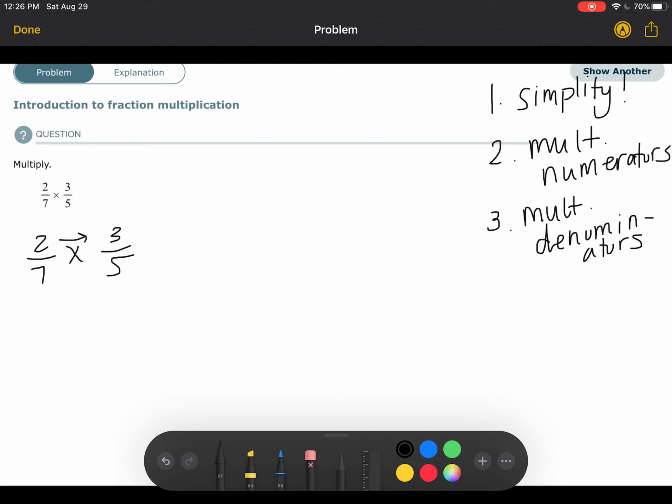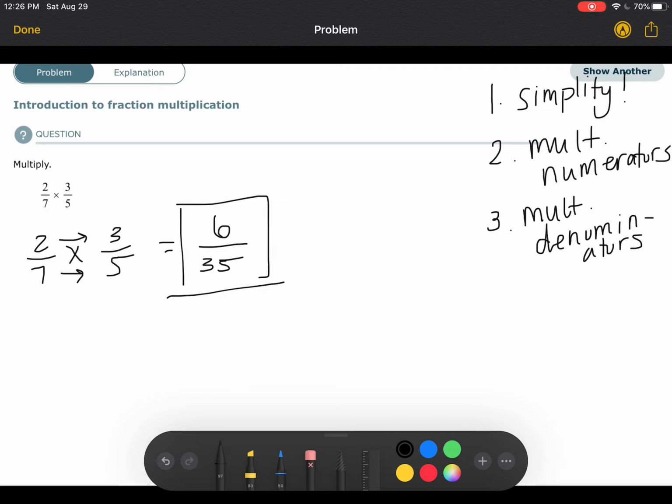The rest of that is just multiplying the numerators. So 2 times 3 equals 6. Easy peasy. And then 7 times 5 is 35. Okay, now that is it.